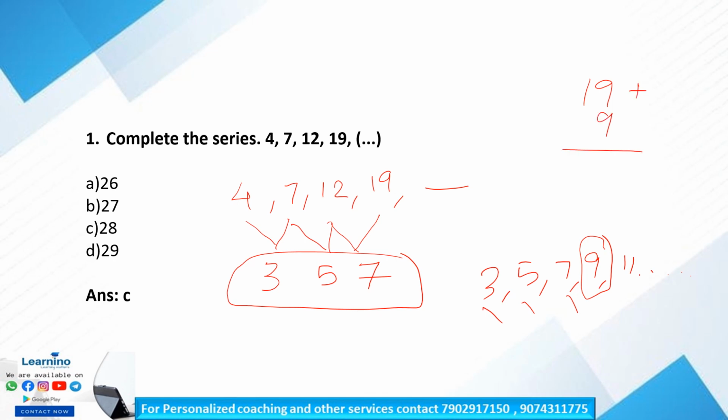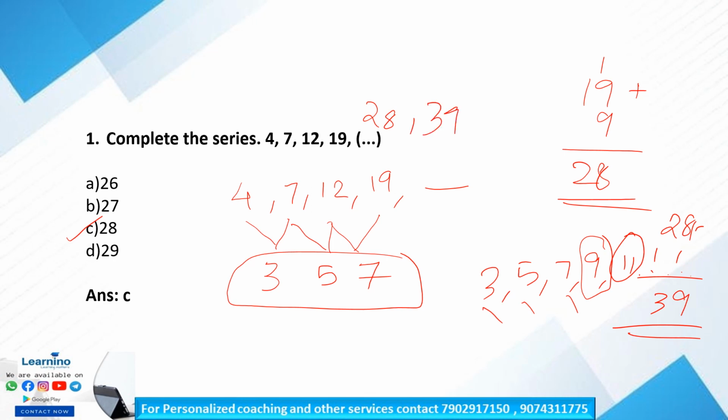19 plus 9 is 28. So 28 will be the next number. That is option C. What about the sixth number? 28 plus 11 is 39 will be the sixth number. Is it clear? So in this question there follows an odd series, right? So we have to add plus 9 to get our missing number. So our missing number is option C, 28. Is it clear? So next question.